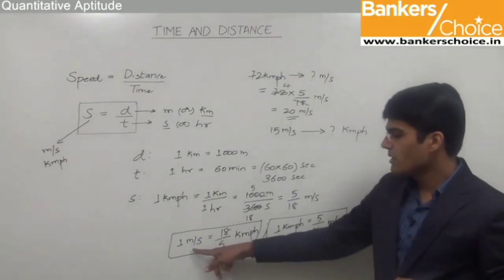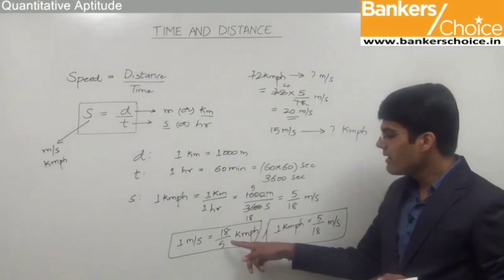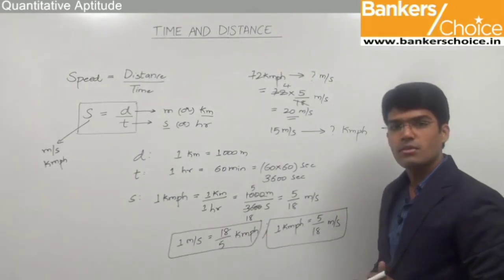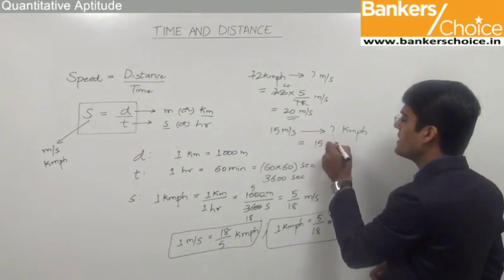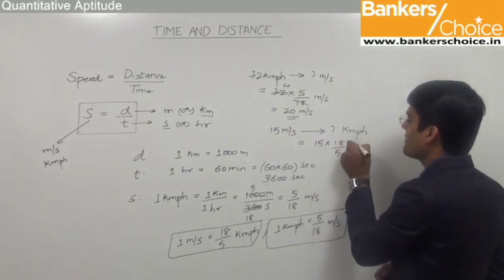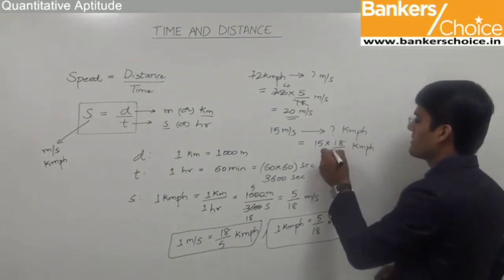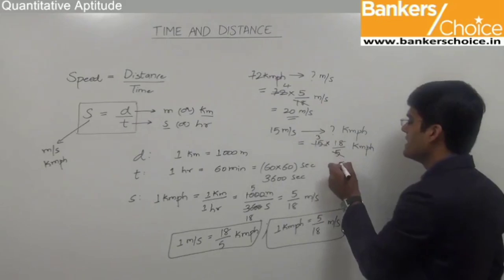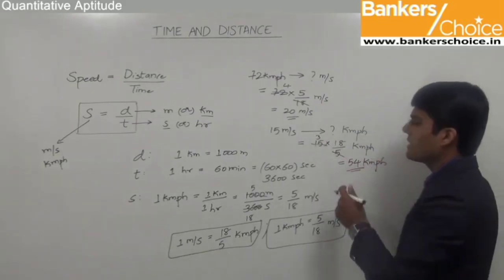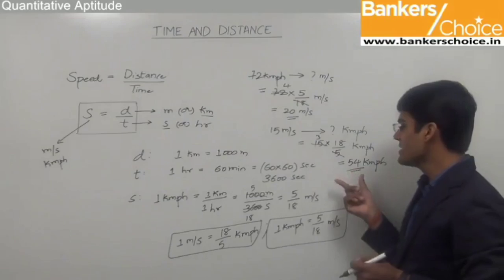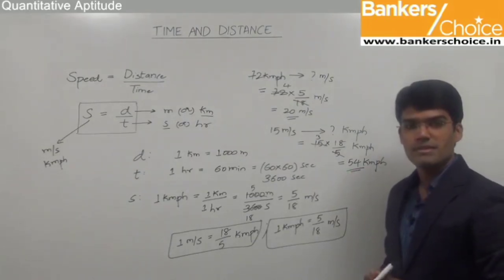So whenever we have to convert meters per second to kilometers per hour, we can simply multiply the given magnitude with 18 by 5. So 15 meters per second will be equal to 15 into 18 by 5 kilometers per hour. So 5 here goes 3 times, 3 18s is 54. So this is 54 kilometers per hour. So we can say that 15 meters per second is 54 kilometers per hour.